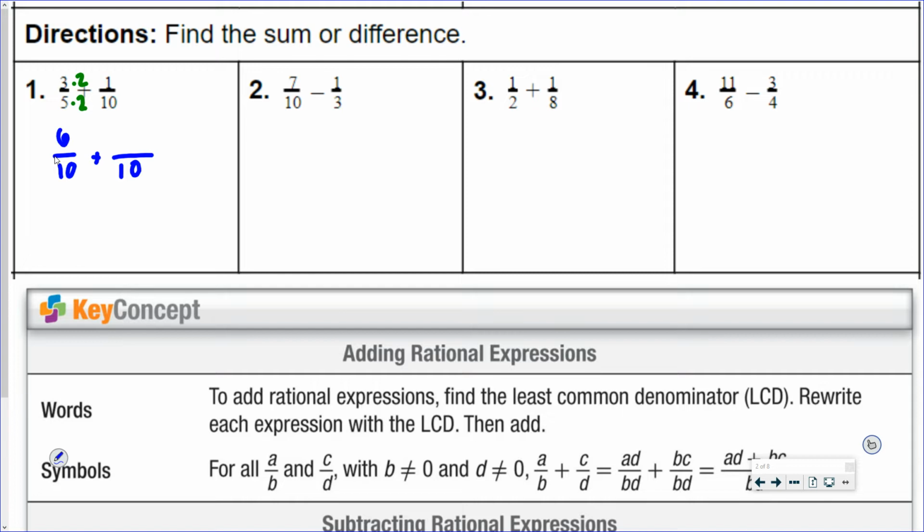So here I times the top and bottom by 2 because that's what was missing for my LCD. Here it already has my LCD. And then we can add the numerators. Do we add the denominators? No, keep the denominators the same.